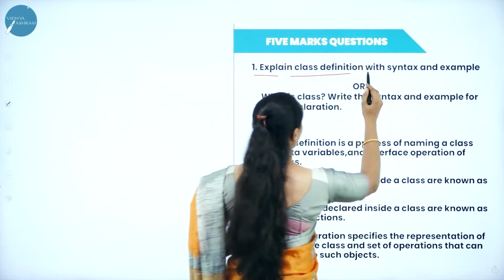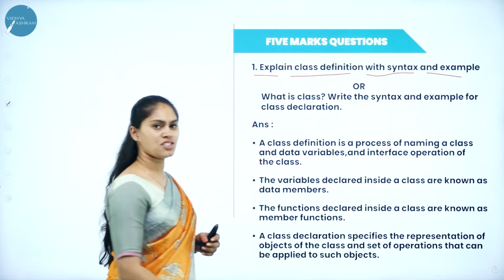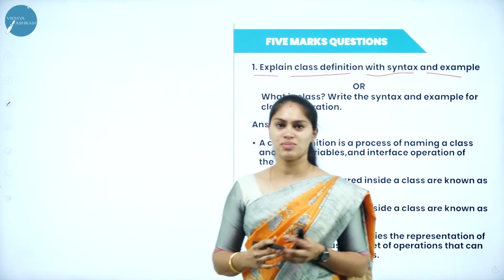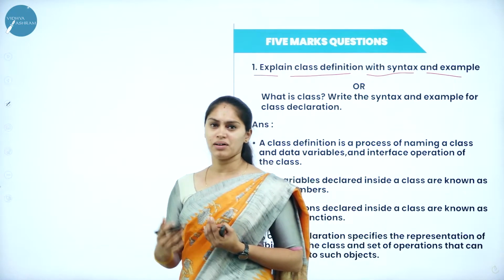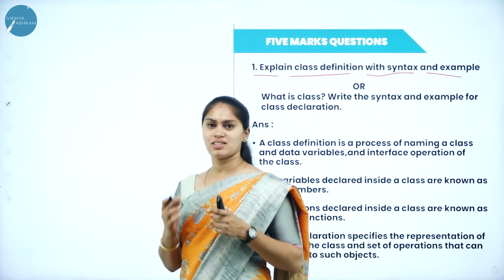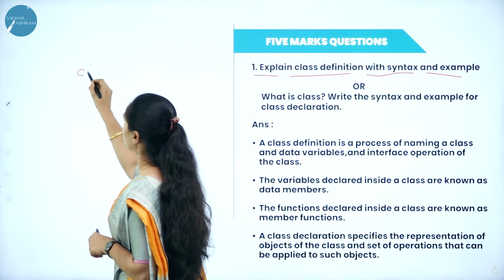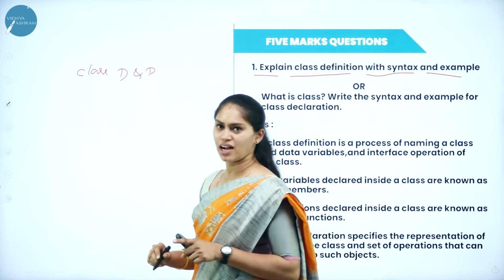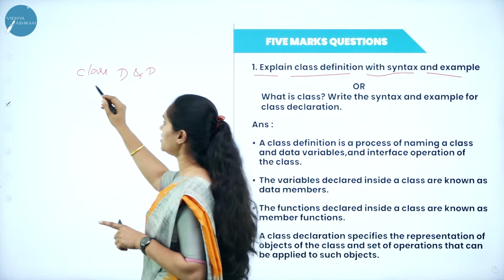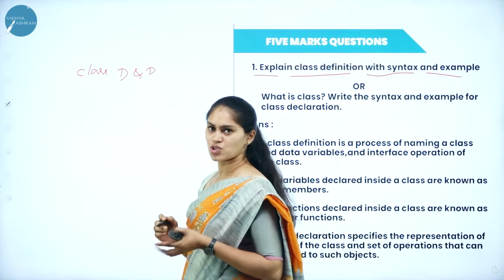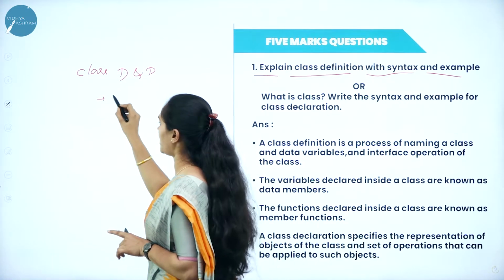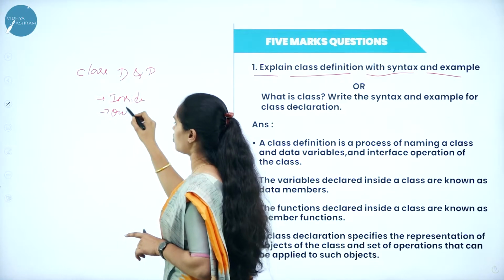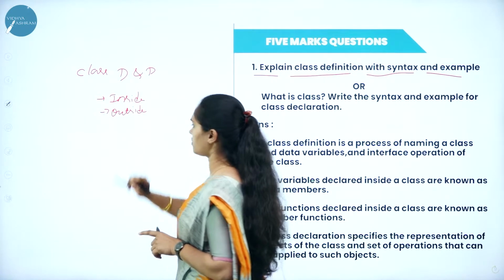Explain the class definition with syntax and example. I just wanted to tell you one thing regarding this 5 mark question. When it comes to classes and objects, what are the things that you are supposed to remember from this chapter? First, you have to understand what a class is. So, how are we going to declare a class? Class declaration and definition. Along with that, you have to take care about what a data member is and what a member function is. In the member function, whether it is defined inside the class or outside the class.